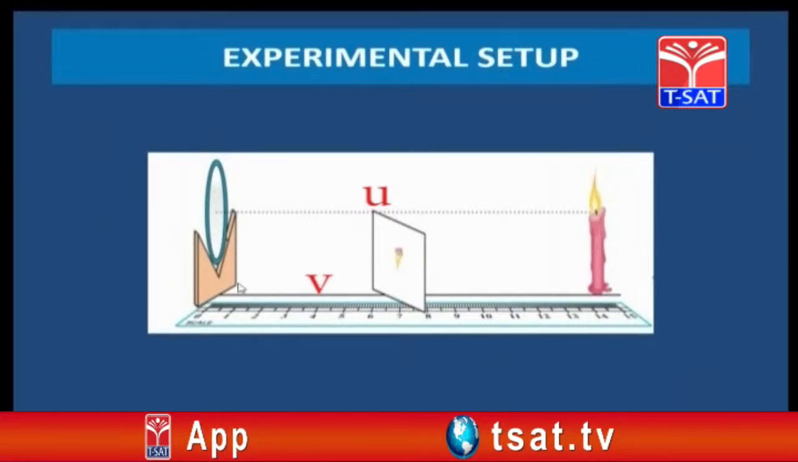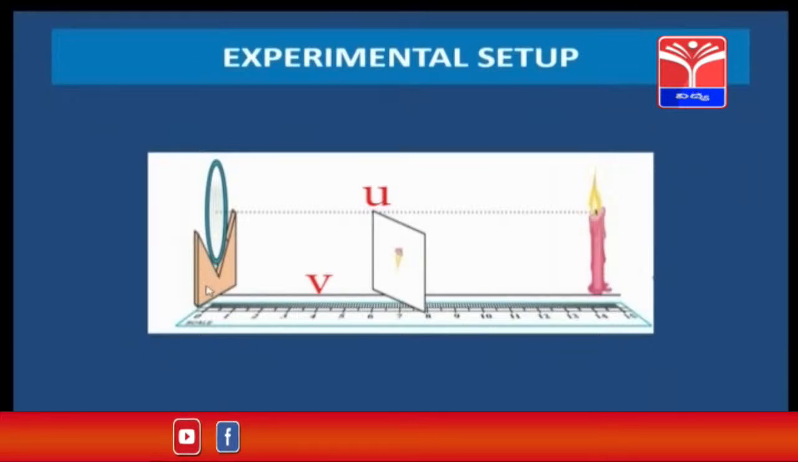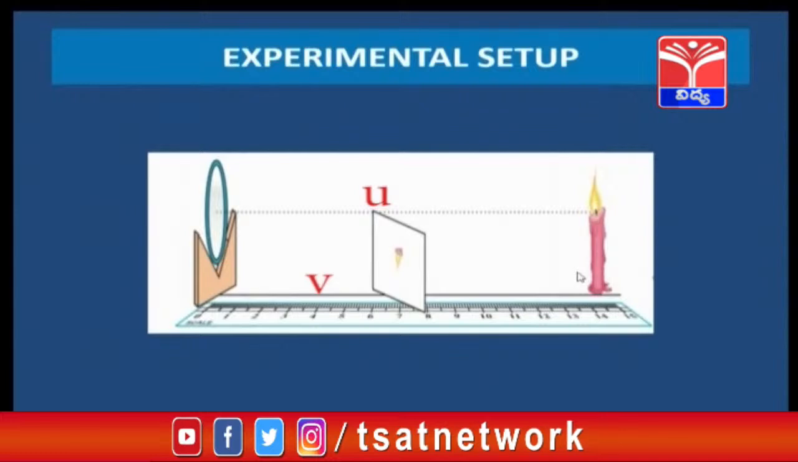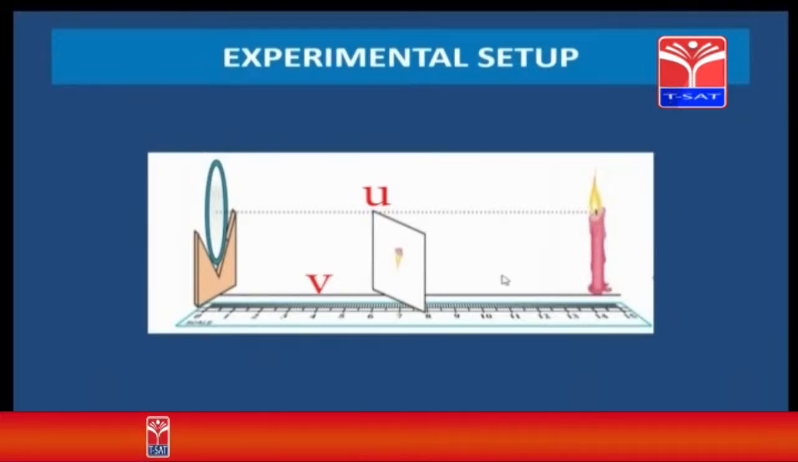The mirror is fixed at one place. The object is kept at a distance, that is, it will start from 10 centimeters and move farther away from the mirror. The screen is adjusted to get a clear image, and both the distances are measured.